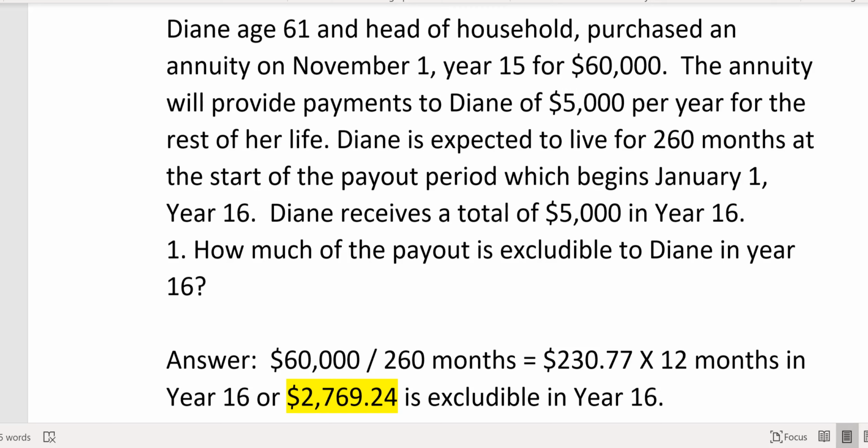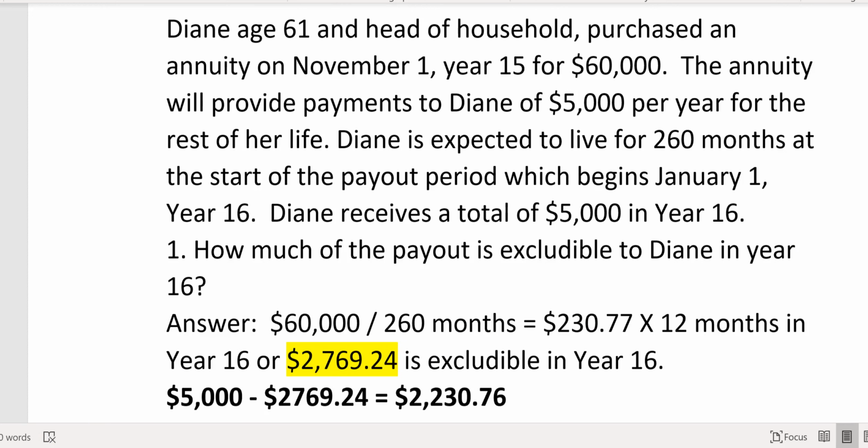Now, there were 12 months in year 16, so you would multiply by 12 months because she got paid the full year. So $2,769.24 is the excludable amount that she received in all of year 16. What's the total amount that she received in year 16? Well, they told you that she got a total of $5,000 in year 16. The excludable amount is $2,769.24.